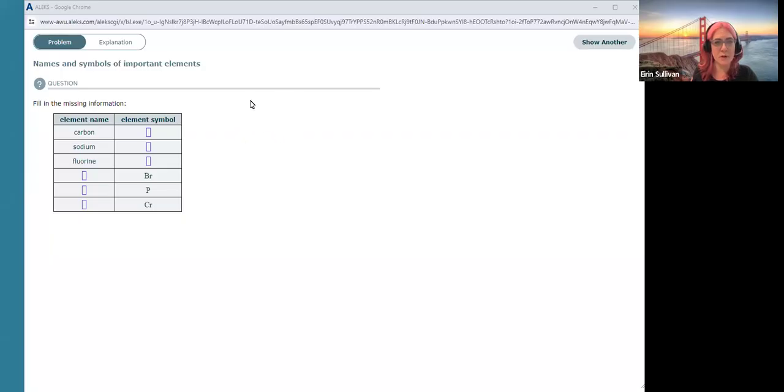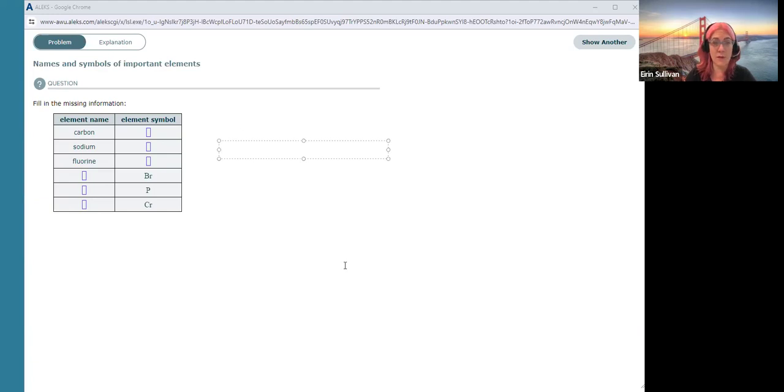Names and symbols of important elements. This is one of those things that you're just going to have to know. I don't think there are any chemistry professors who are going to get you to memorize the whole periodic table, but you have to speak the language of chemistry. You have to know the chemistry alphabet, and that is being able to interconvert between names and symbols.